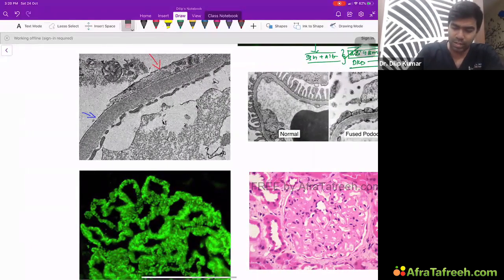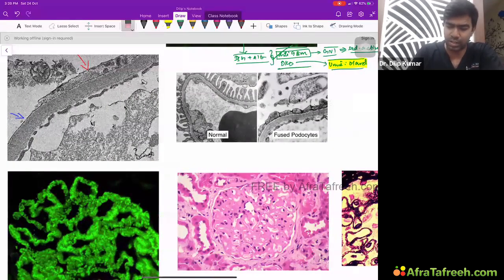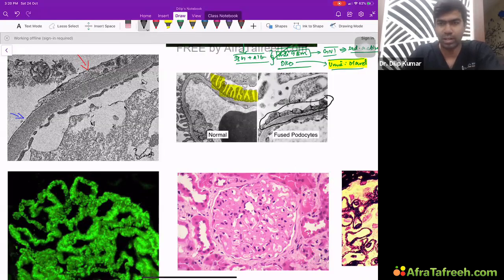To start with, you can see there are no foot processes of the podocyte. Normally, the podocyte should look something like this, so the foot processes will look something like this. But here, I don't think you can see any foot process looking like that. So this is basically fusion and disappearance of the foot processes of the podocytes. The foot processes may become sausage shaped, and this is basically minimal change disease.